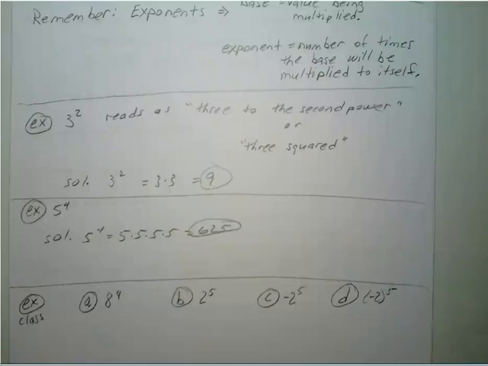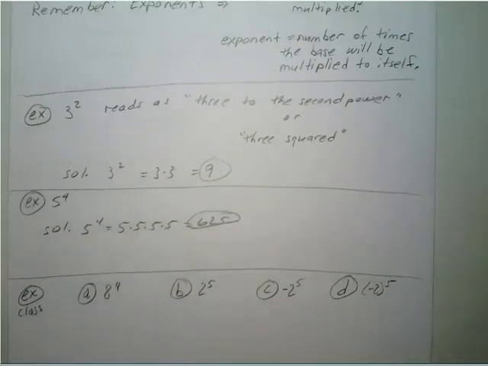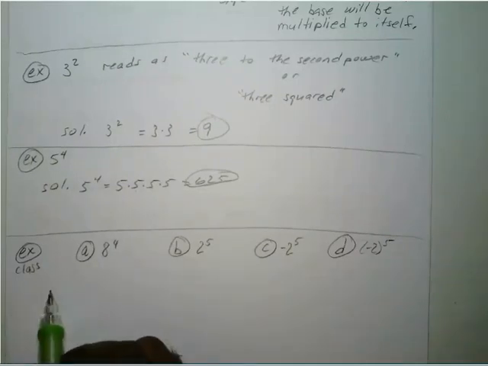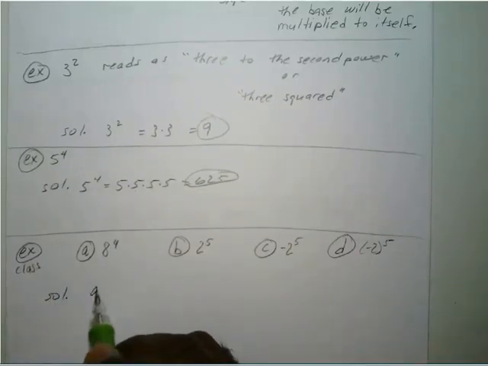Okay, so what about these next problems? Okay, so you have 8 to the 4th power, 2 to the 5th power, negative 2 to the 5th power with no parentheses, and negative 2 to the 5th power with parentheses. Okay, so those two are different. So what I want you to do is go ahead and press pause and try to solve those four on your own. Alright, so I'm assuming you've paused it and worked those out. So let's go ahead and verify your answer, or answers.